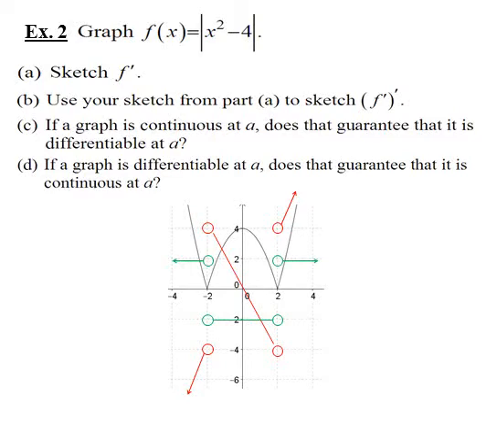Part C asks if a graph is continuous at a, does it guarantee that it is differentiable at a? Our answer here must be no. In this graph, we can see that f is continuous at negative 2 and 2, but it is not differentiable at either of these numbers. Also, in example 1, f of x equals absolute value of x was continuous at 0, but not differentiable at 0. And then for part D, based on what we've seen so far, we might be able to say yes to that, but it's a lot harder to prove that something is true than to prove that it's false.